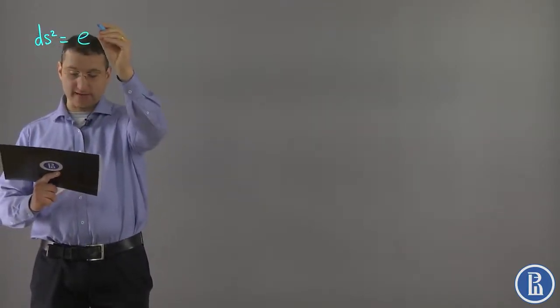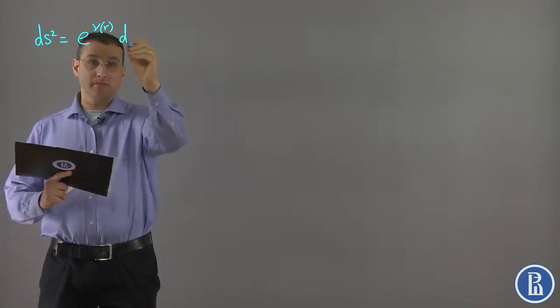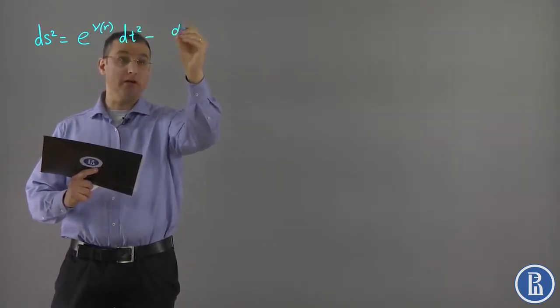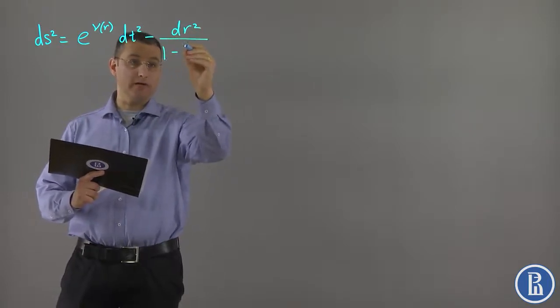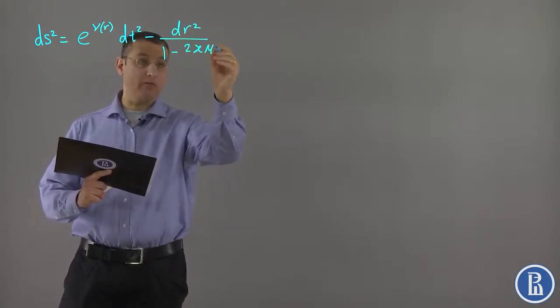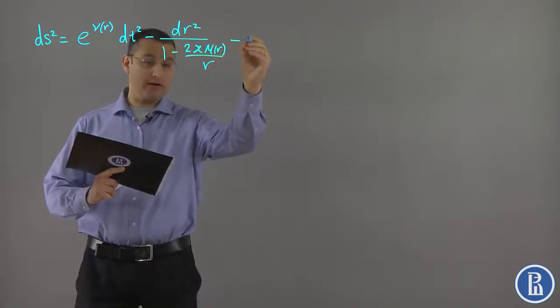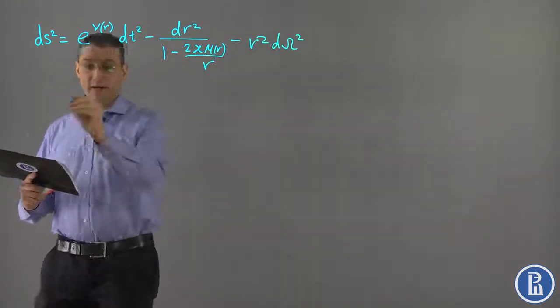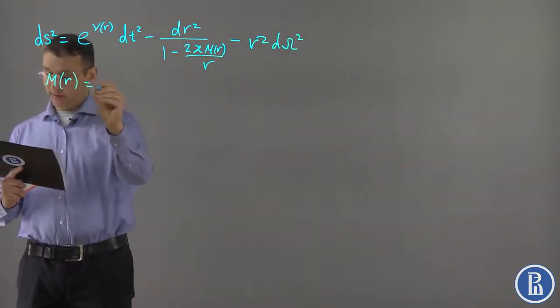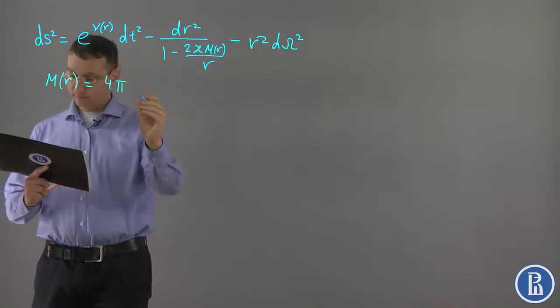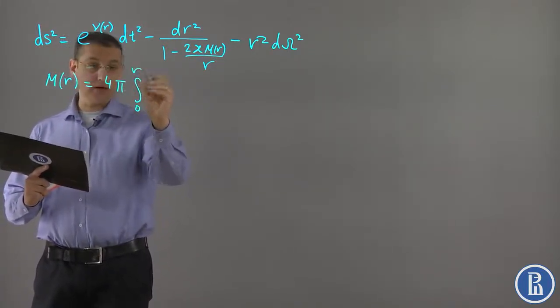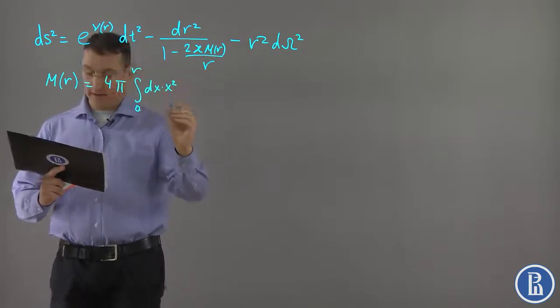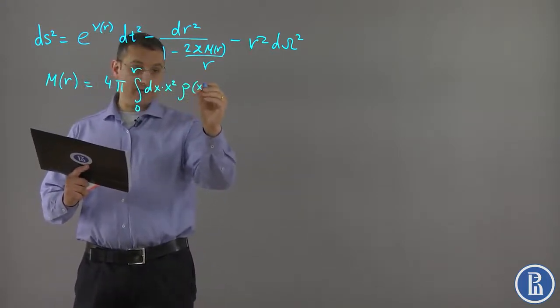So we have obtained the following solution of GR equations of motion for the matter content under consideration. dr squared over 1 minus 2 kappa m of r divided by r, minus r squared d omega squared, where I remind you m of r is 4 pi integral from 0 to r dx times x squared rho of x.